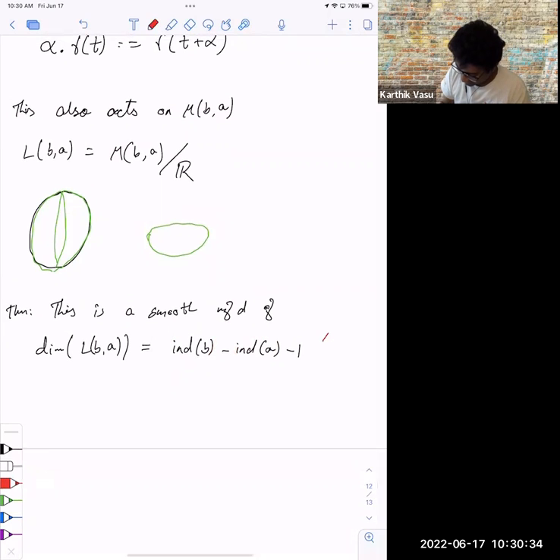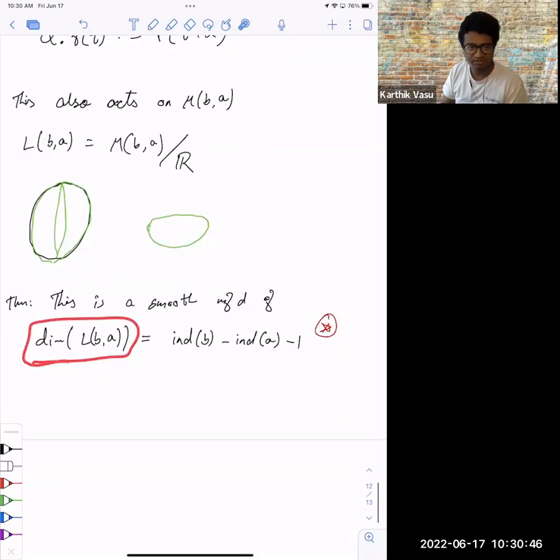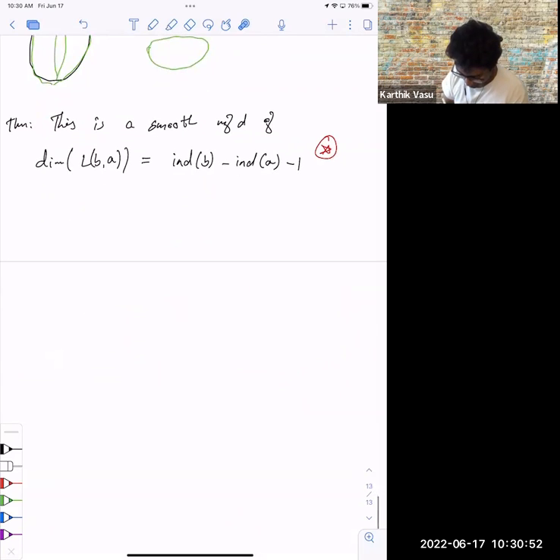There is one small technical condition which I'm ignoring here, because without that, if you apply this to the torus case I was doing, this will not work out. This will give you a negative number. So there is a technical condition which has to be applied, but let's ignore that for now.